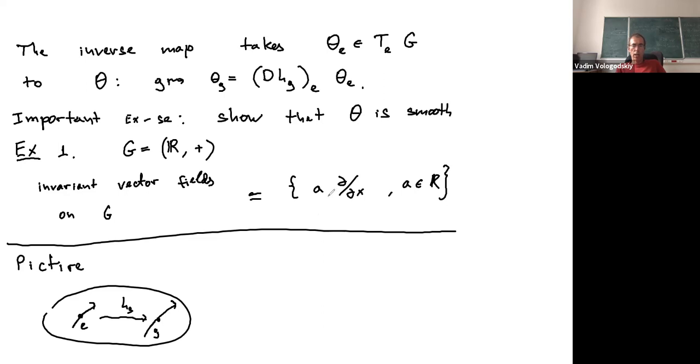Now I claim that if you are on a real line and you translate this vector field, you still get a linear path. So it's definitely translation invariant. Okay, so this is one example.